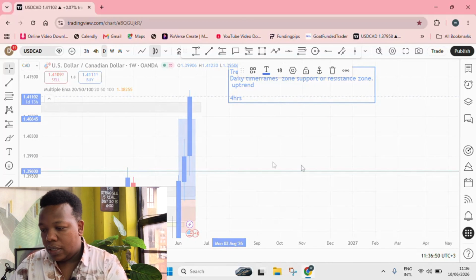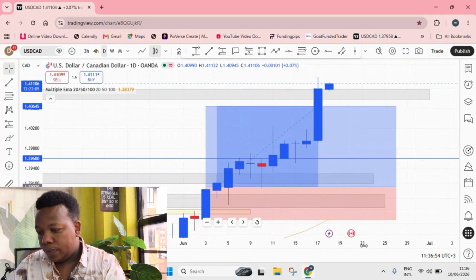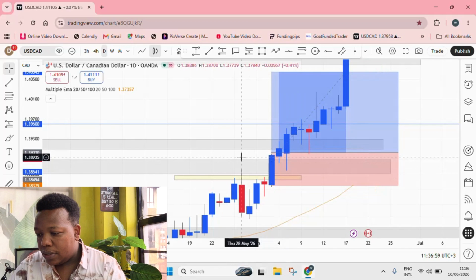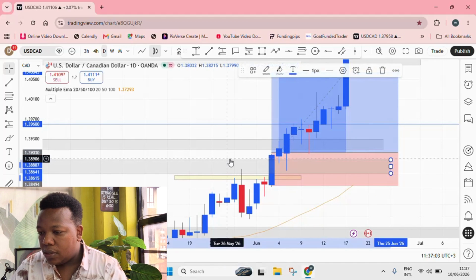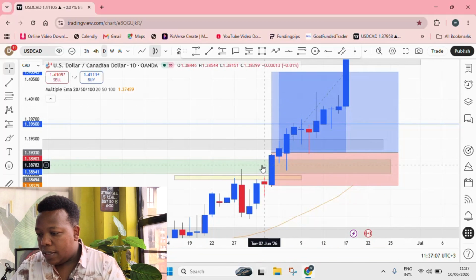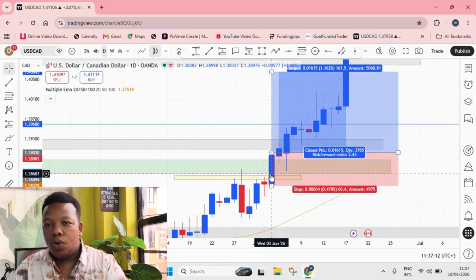Let me switch to the daily time frame so that you can understand what I'm talking about. So for instance, like this trade I took, you can see the daily candlestick like this one broke above this zone. There's this zone. Let me just switch it to another color. You can see it broke above this zone, and of course it closed above that zone with the body.